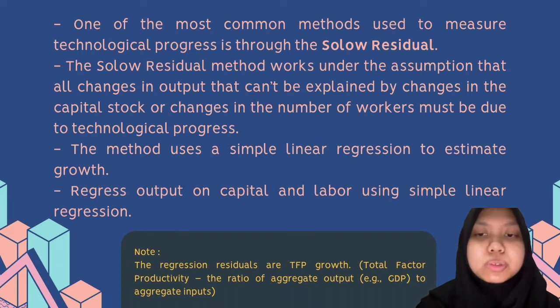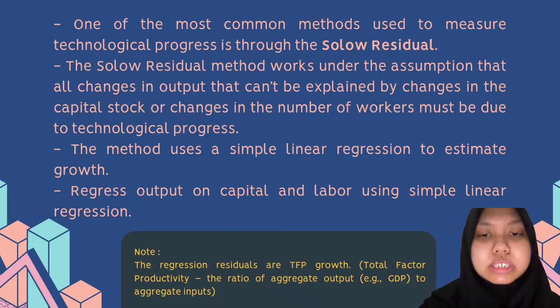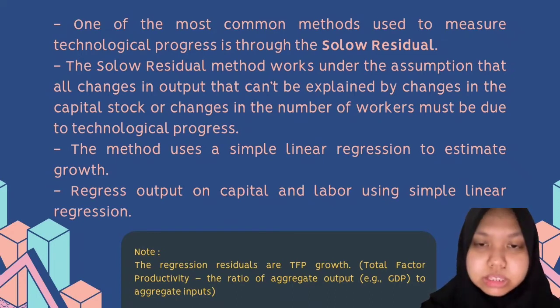And the method uses a simple linear regression to estimate growth. We regress output on capital and labor using simple linear regression. Then we have the regression residual, TFP growth, which is total factor productivity, the ratio of aggregate output such as GDP to aggregate inputs.